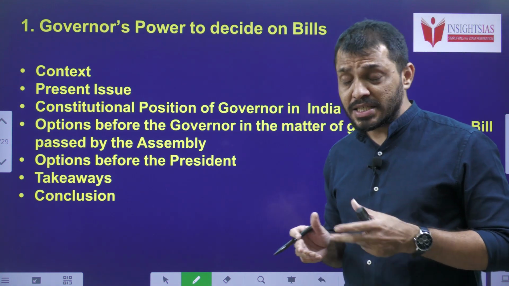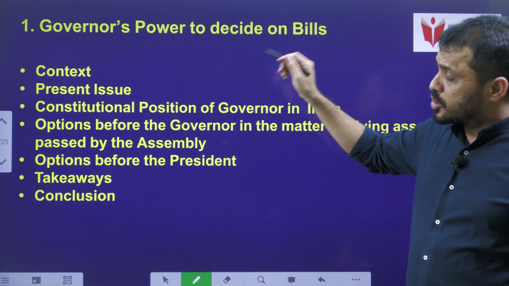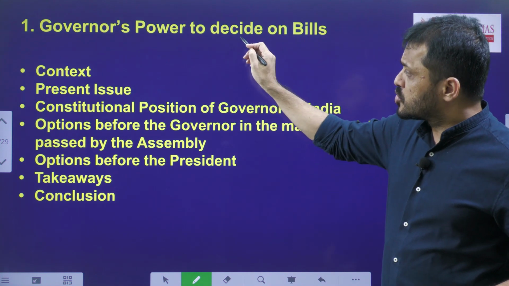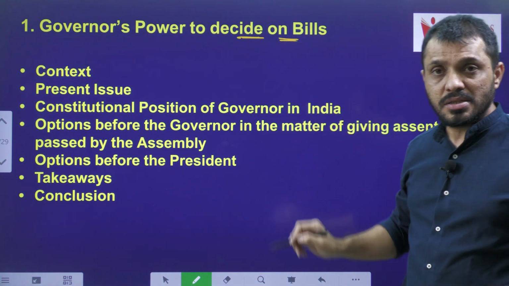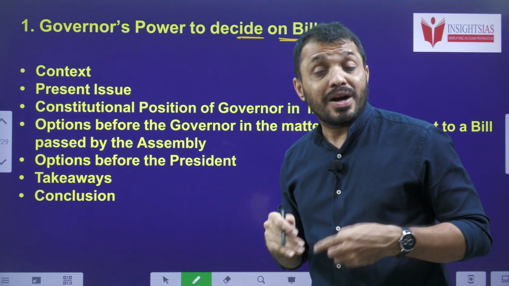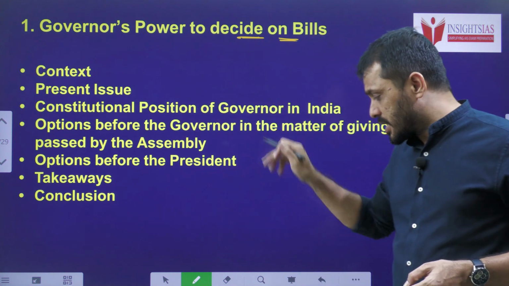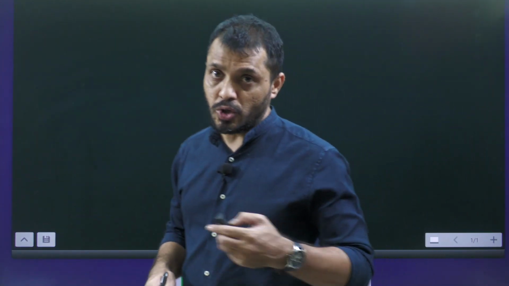Now let us come to the main topic of the day. In today's video, we are going to discuss the Supreme Court's comments on the governor's powers to decide on the bills. Okay, this is the main area. What happened exactly? Let me give one flow chart as notes, then we will come back to the notes.